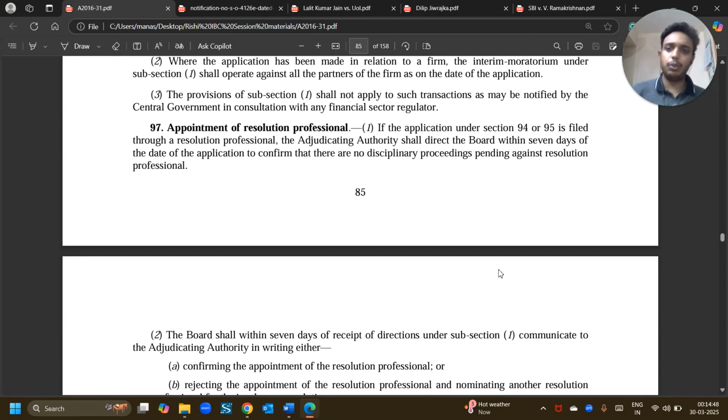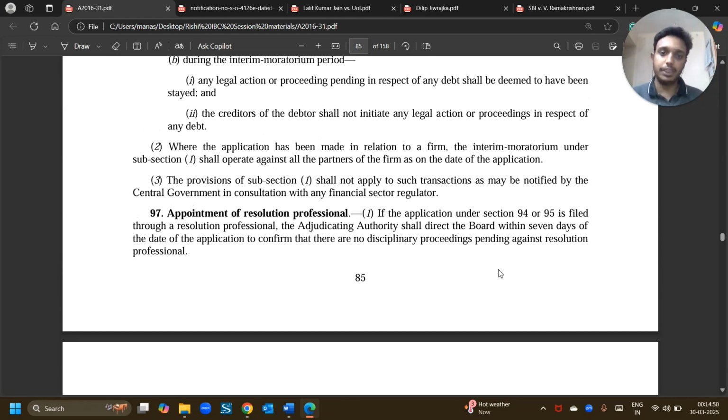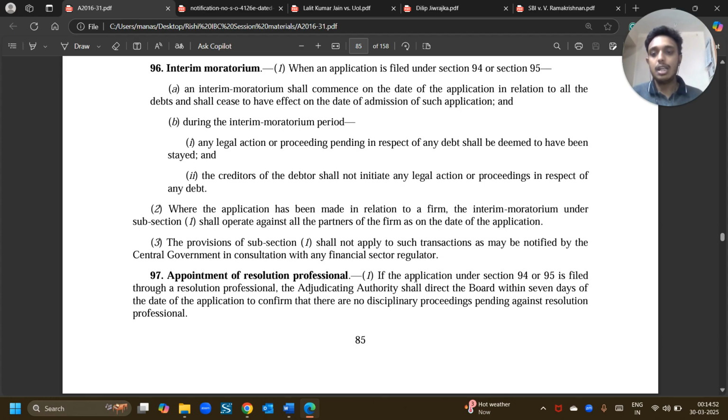Now here, before proceeding with the subsequent provision, we need to look at one thing, which again is what exactly does the interim moratorium provision say, right? It says when an application is filed under 94 and 95, interim moratorium shall commence, which will extend to any legal action or proceeding pending in respect of any debt, right?